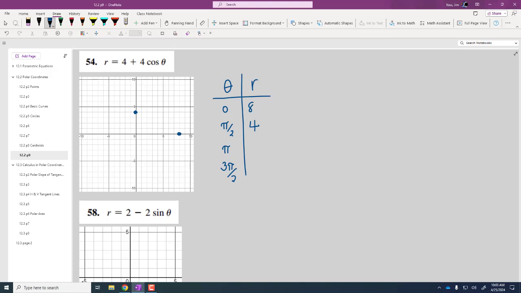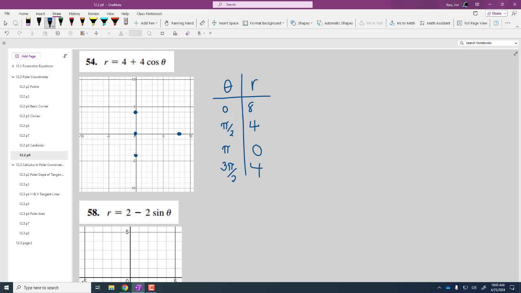Plug in pi. Cosine of pi is negative 1. We get a 4 minus 4, which is 0. So in the pi direction, go 0 units from the origin. And then our last one, 3 pi over 2. Cosine of 3 pi over 2 is 0. 4 plus 0 is 4. So in the 3 pi over 2 direction, go 4.